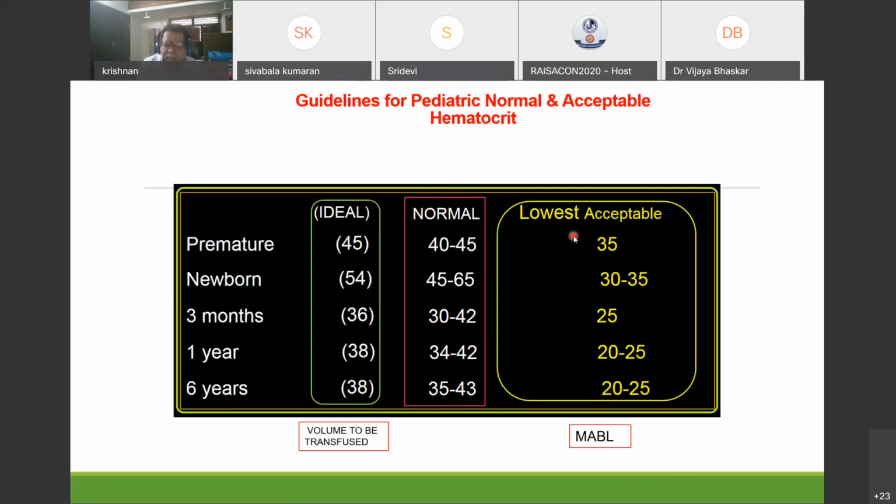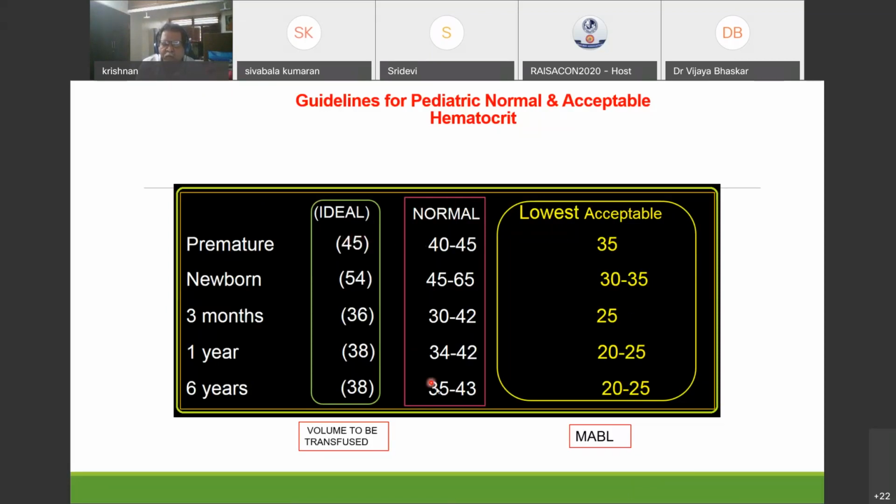The lowest acceptable is the level till which I will allow the blood to be lost. If it goes below 25, if it goes to 23, I will say no, stop, I'll have to give blood transfusion. In adults, you can keep giving crystalloids or colloids, whereas in pediatrics, we have to give blood transfusion a bit early, because we are worried about oxygen transfer to the cells. So these three things you should understand.